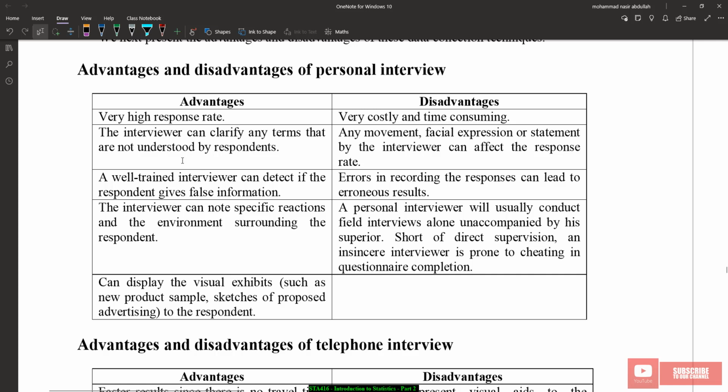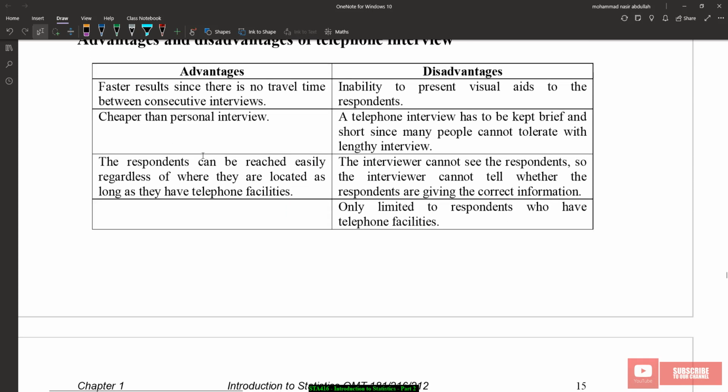You need to understand that an advantage of personal interview is a high response rate. Response rate is very high for personal interviews. The disadvantage is that it is very costly and time consuming. For telephone interviews, the advantage is faster results since there is no travel time between consecutive interviews, very fast to get the result. A disadvantage is the inability to present visual aids to the respondent. Nowadays we can do that, we can share screen, we can send a photo through WhatsApp, WeChat, Telegram and so on.